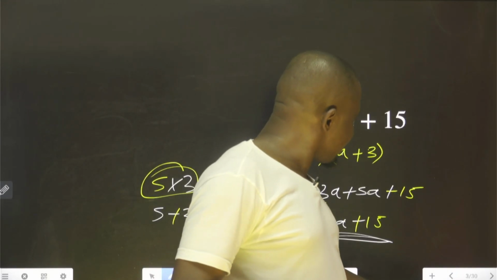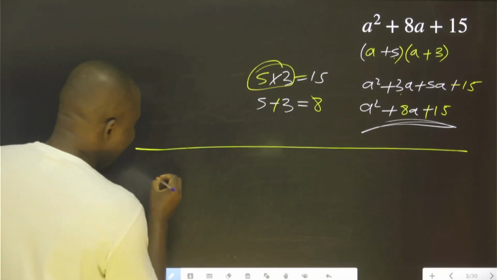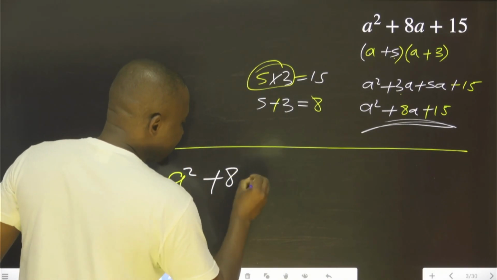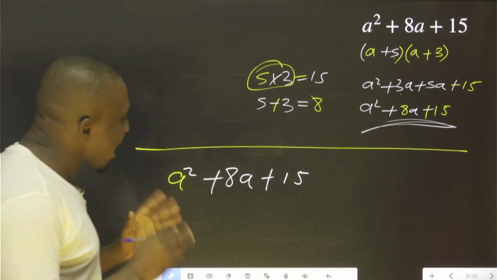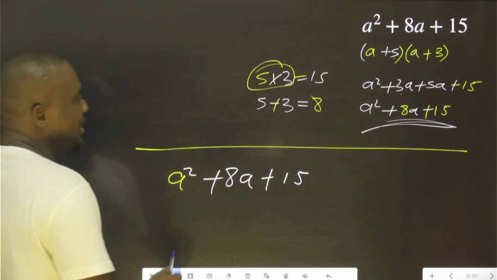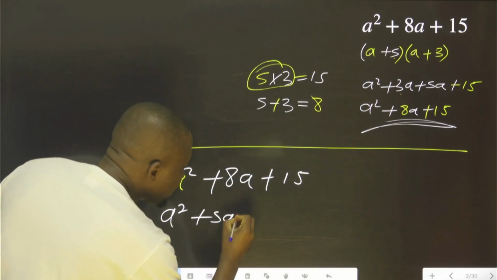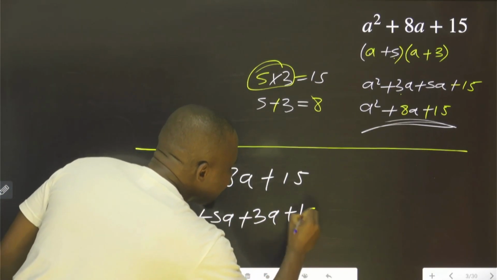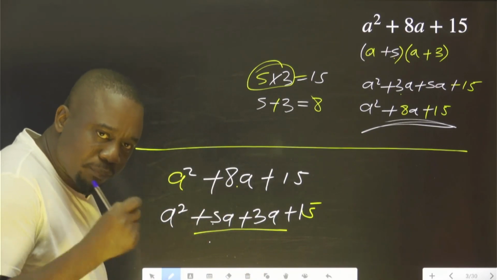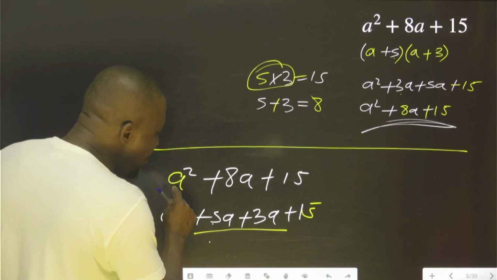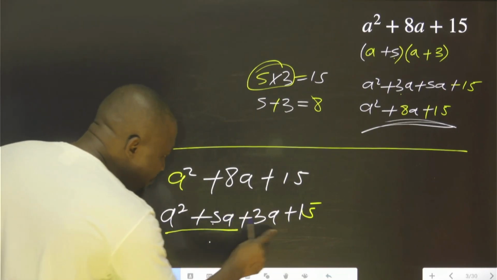The standard method is this. If you have anything like this, it's still the same thing, but a little way of solving it. Now, we have determined that it's 5 and 3. So all you need to do is say 5a plus 3a plus 15. These two are replacing this 8a. Because here we have just 3 items, we want to make them 4 items so that we can group them.